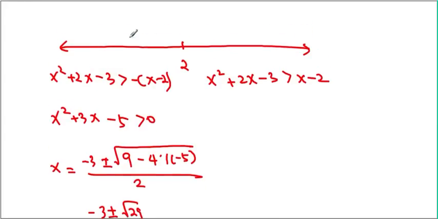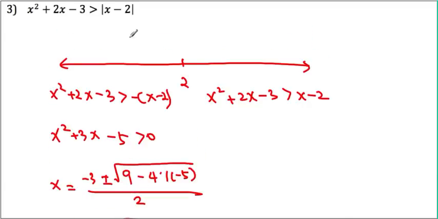Then what's going to be happening? Alright, so we're going to have negative 3 minus square root of 29 all over 2. And here we have negative 3 plus square root of 29 all over 2. And let's calculate the right side. We'll just finish up the left side first.